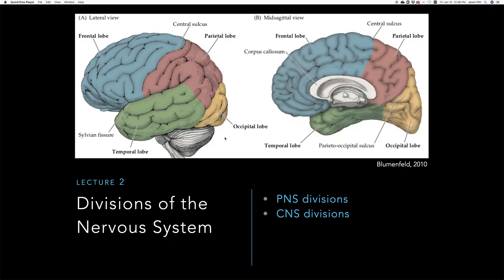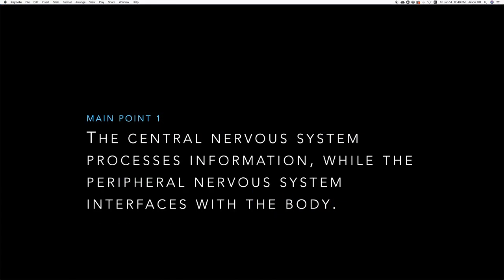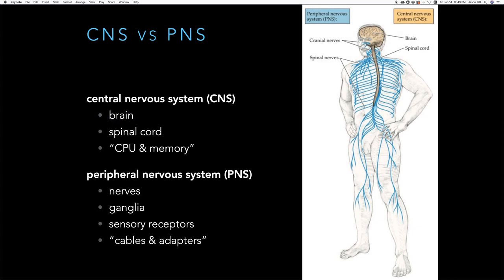In this video, we're going to go through the divisions of the nervous system, starting with the peripheral nervous system and then walking through the different areas of the central nervous system. So the division of labor here is that the central nervous system processes and stores information, while the peripheral nervous system acts more as the input and output, connecting the central nervous system to the rest of the body. In the central nervous system, we have the brain and the spinal cord.